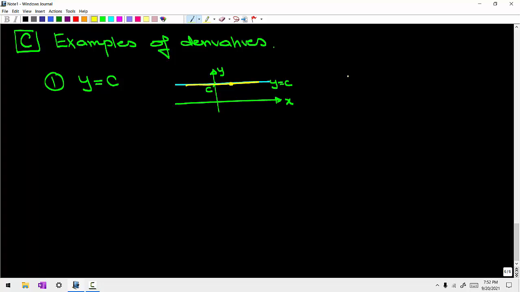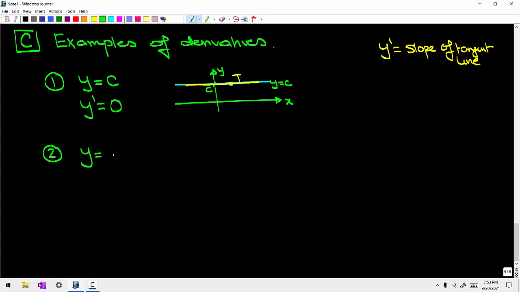And since we said earlier, derivative is just the slope of the tangent line, okay? That's the main way we're going to think about the derivative in this class. What is the slope of the yellow line here, which is the tangent line? If you look at it, it's flat, so the slope is going to be 0. So from here, we can extrapolate that the derivative of a constant is 0.